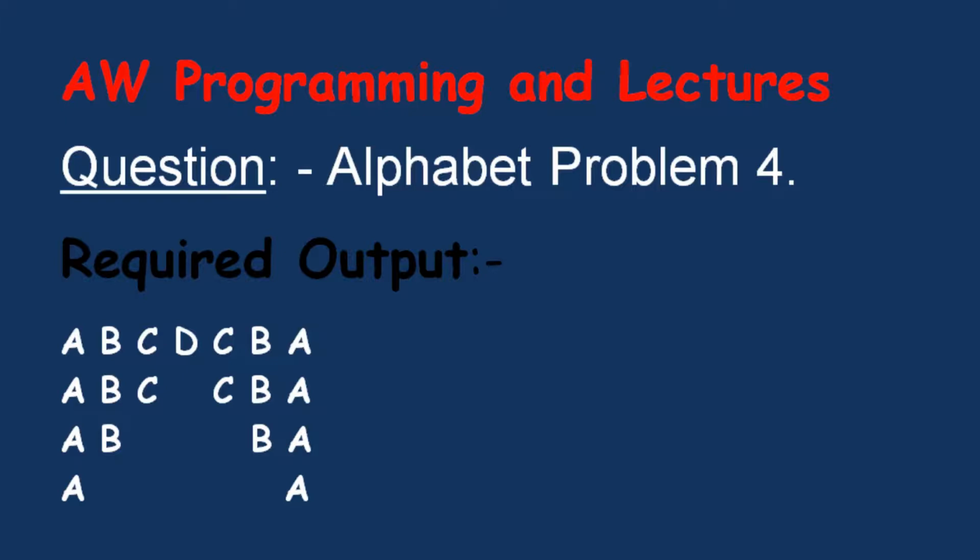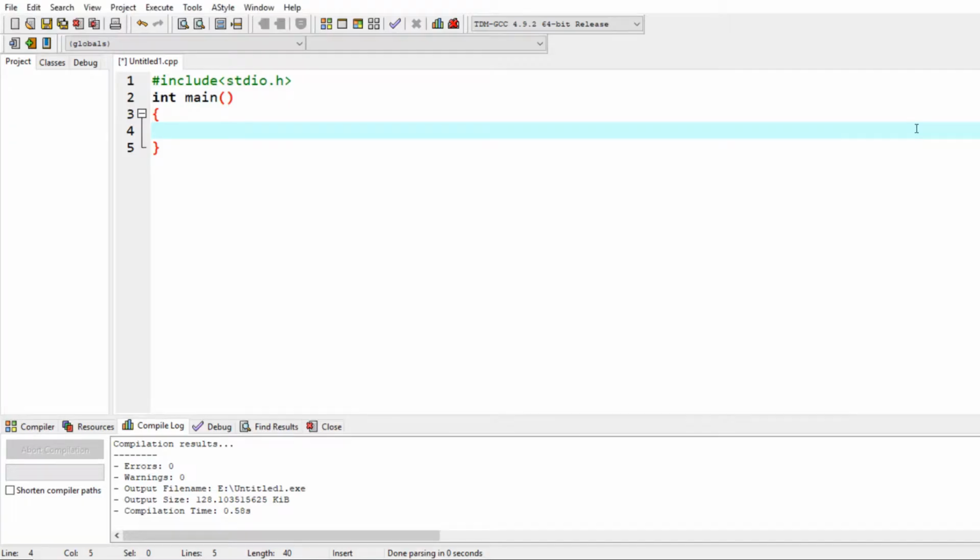In today's lecture, we will cover alphabet problem 4 and this will be our required output. So let's begin. Now let's discuss the solution. So let's first declare our variables. Let me just write char y and z which will be used for loops, and then I'll declare another variable k for printing extra values. So I'll initialize k with a.